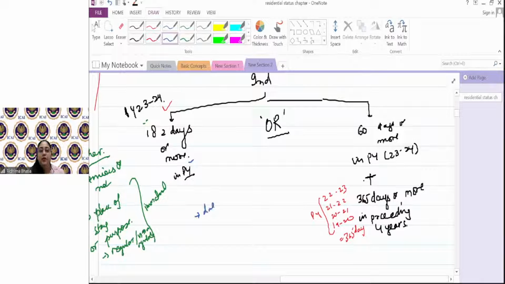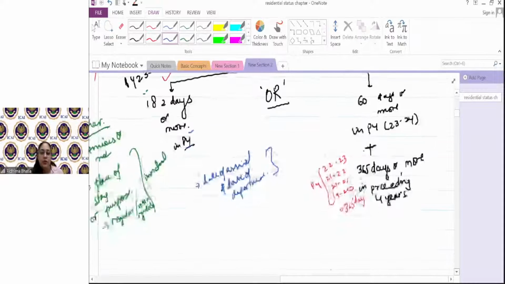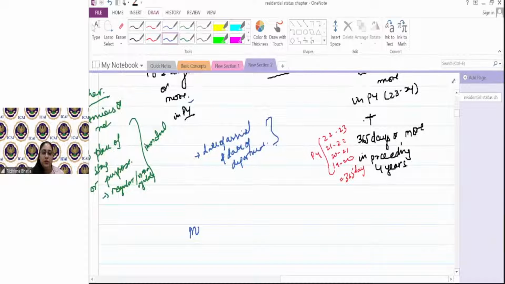Date of arrival and date of departure both have to be calculated to be in India. Both have to be considered to be in India. Okay? So now if I give you an example, Mr. Raj, पहले तो number of days calculate करना सीखते हैं.